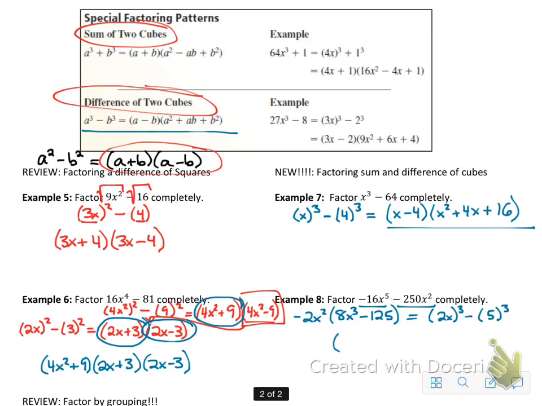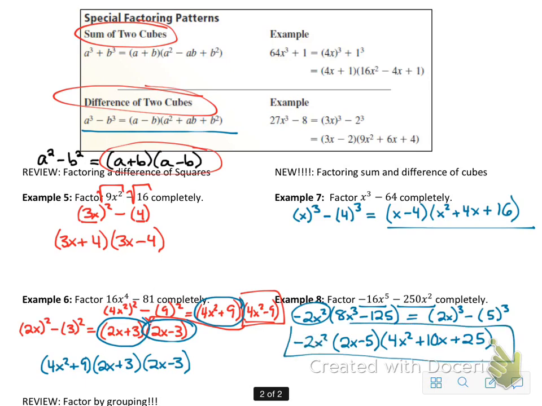So we end up with a minus b, so 2x minus 5. Then we end up with a squared, so 2x squared is 4x squared. Then a times b, so basically 5 times 2, so we get 10x. And then 5 squared is 25. But we can't forget that this is still there. So that is our final answer. And it really didn't take a lot of work. It just took a little bit of time to use the formula.